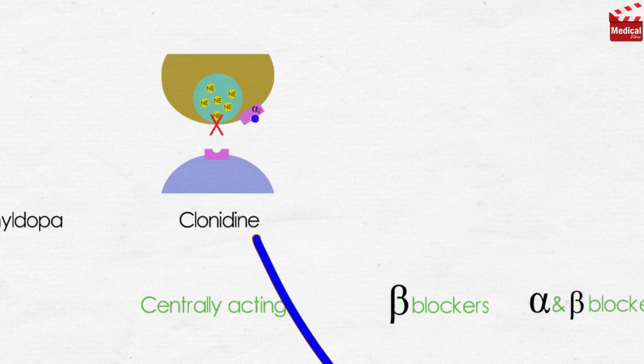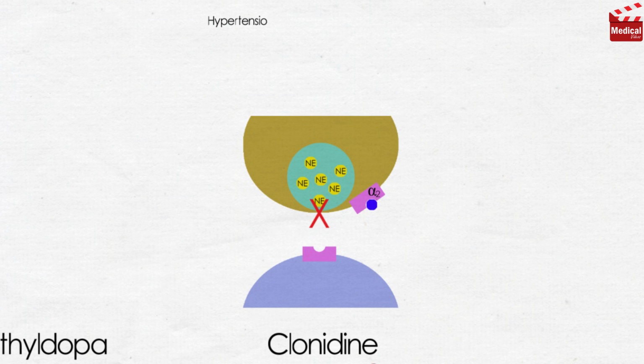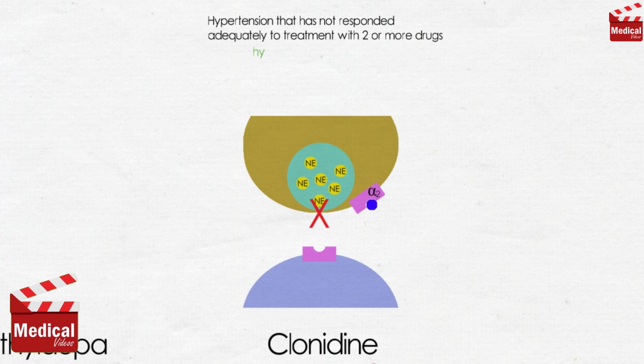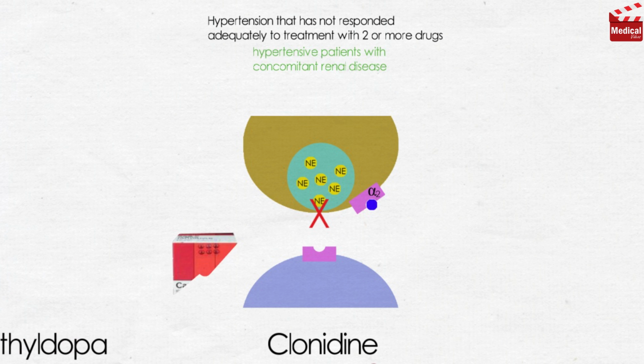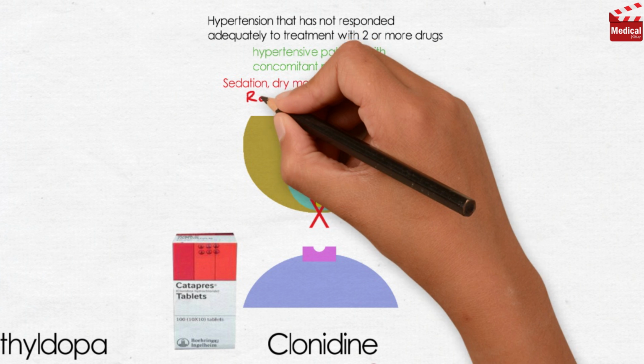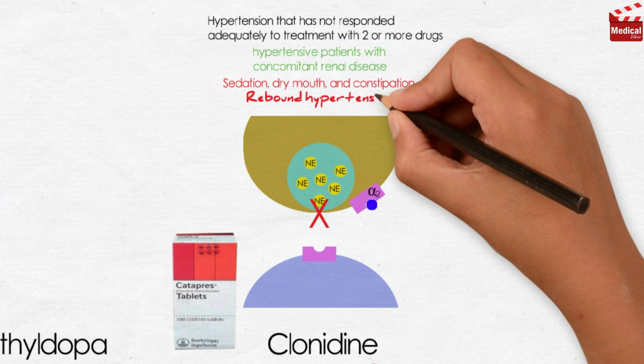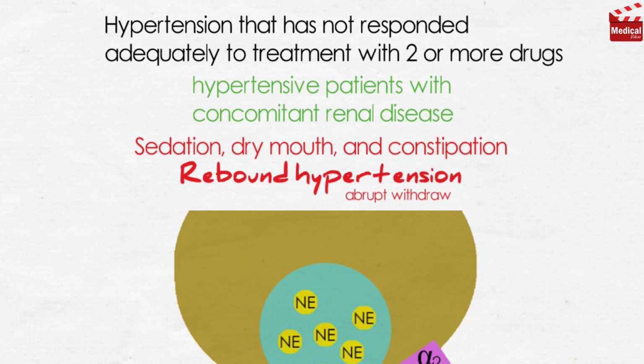It is used primarily for the treatment of hypertension that has not responded adequately to treatment with 2 or more drugs. It is particularly useful in the treatment of hypertensive patients with concomitant renal disease, as it does not decrease renal blood flow or glomerular filtration. Its adverse effects include sedation, dry mouth and constipation. Rebound hypertension occurs following abrupt withdrawal of Clonidine, so it should be withdrawn slowly if discontinuation is required.